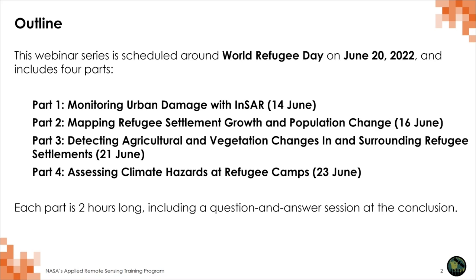Thursday of this week, we'll be talking about part two, which is looking at refugee settlement growth and population change. Part three, next week, June 21st, is about land cover and land use trends in and surrounding refugee settlements. And then part four looks at the climatic conditions and climatic hazards at refugee camps, next week Thursday, June 23rd. Each of these parts is about 2 hours long, and just like this one, we'll have a question and answer session at the conclusion of the presentation.